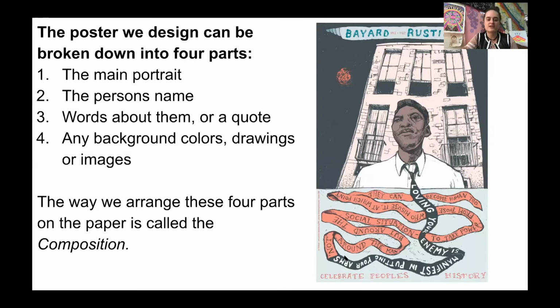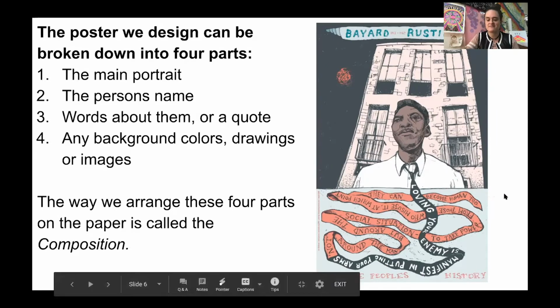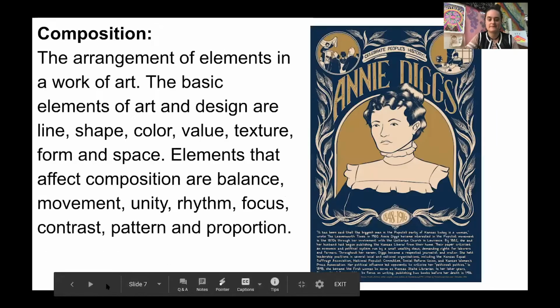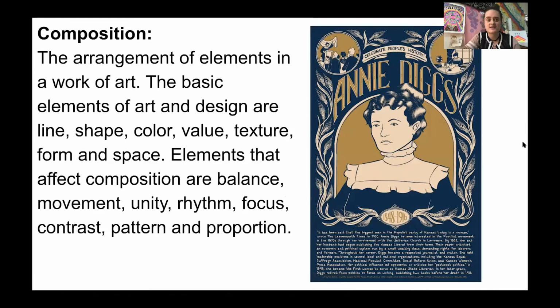So the way that we arrange these four basic elements, these four parts on the paper in our drawing, that's called the composition, and that's an art term. So composition in art is the arrangement of elements in a work of art. The basic elements of art and design are line, shape, color, value, texture, form, and space. Elements that affect composition are balance, movement, unity, rhythm, focus, contrast, pattern, and proportion. Now, I know that's a lot of words to think about, right? But let's talk about some of them while we look at this poster of Annie Diggs here on the side.